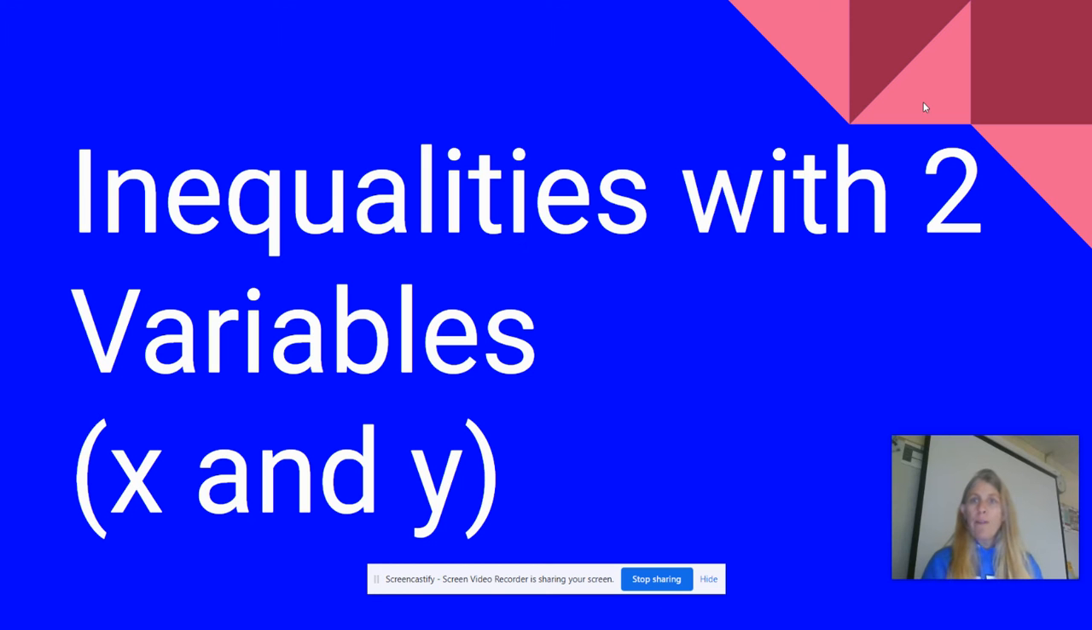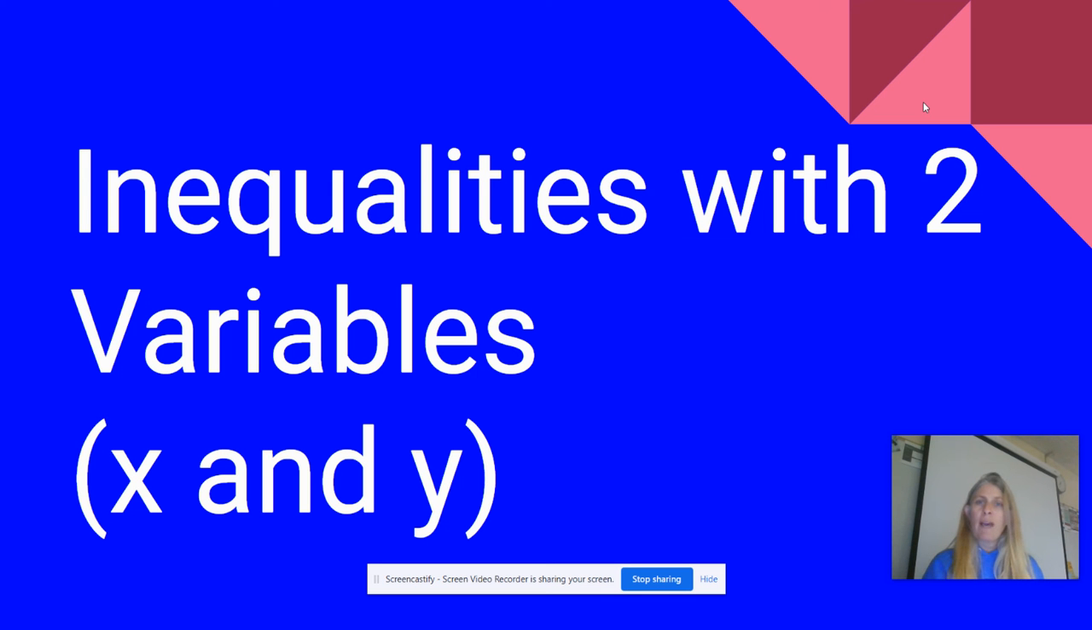Hello. We've been working so far on inequalities in this chapter, and all of the inequalities so far have only had one variable, mostly solving for x. And when we get that answer and we're ready to graph it, we graph it on a plain number line. Today, we're going to introduce inequalities with two variables, both x and y.